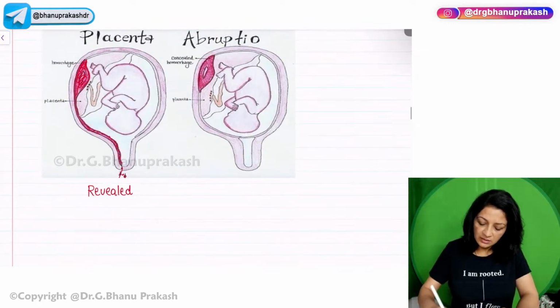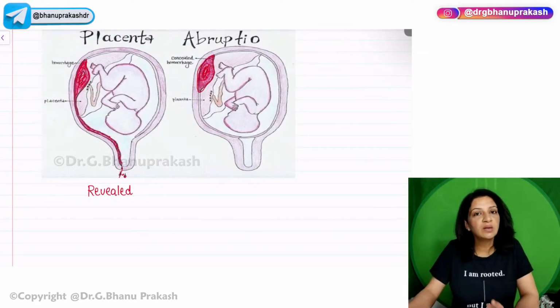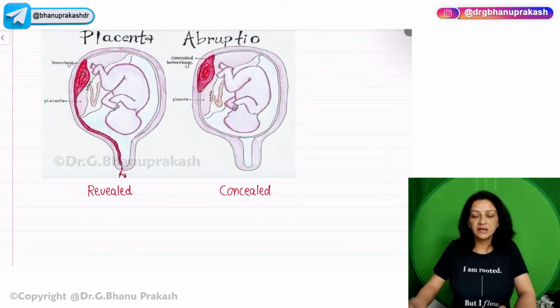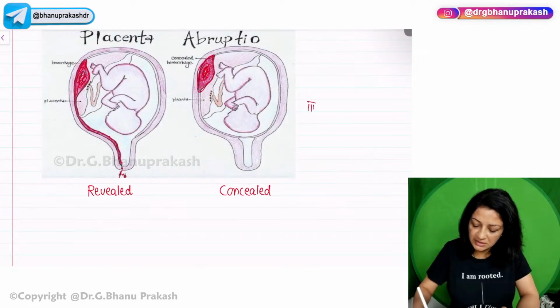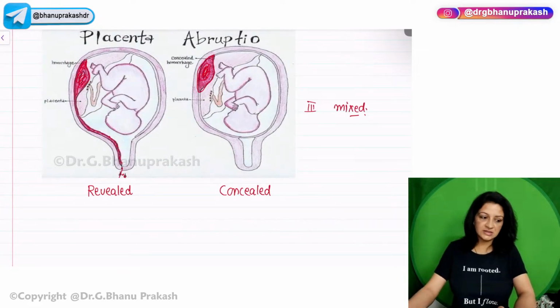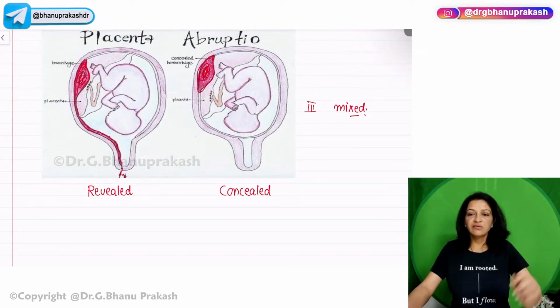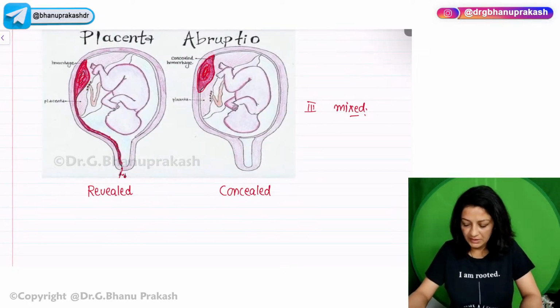And the second one, इसमें क्या होगा? Bleeding हुई but blood doesn't get space to come out. That is called concealed abruptio. And the third type is mixed. So revealed, concealed, and mixed.